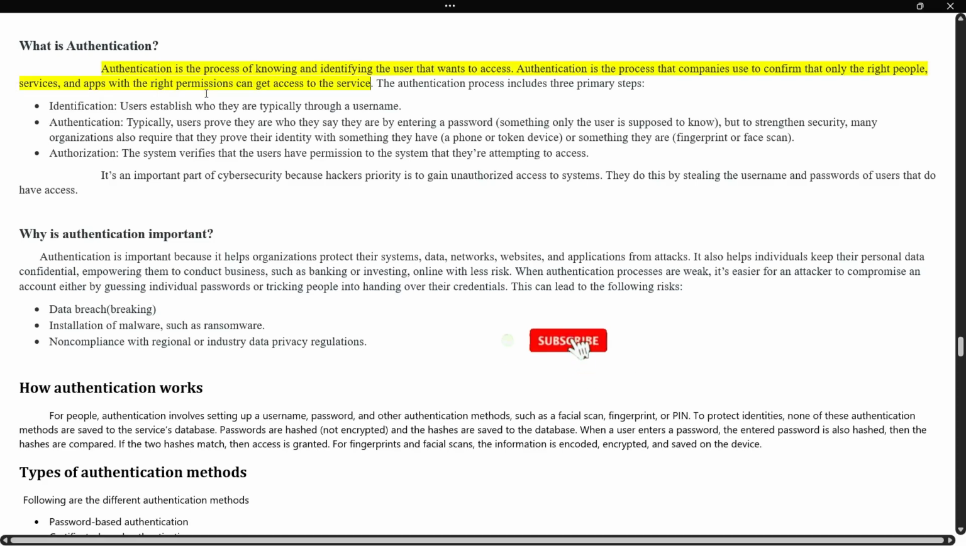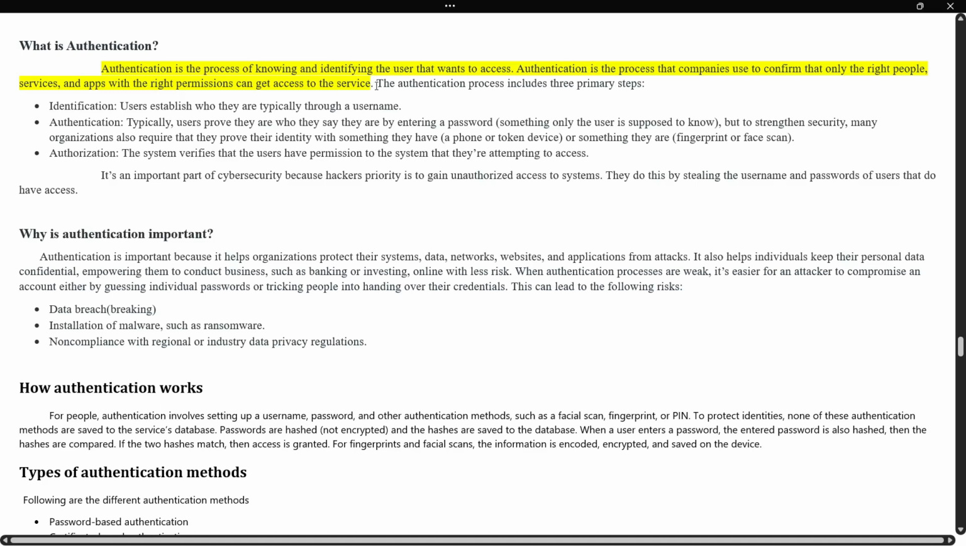So what is authentication? Authentication is the process of knowing and identifying the user that wants to access. Authentication is the process that companies use to confirm that only the right people, services and apps with the right permission can access the service.